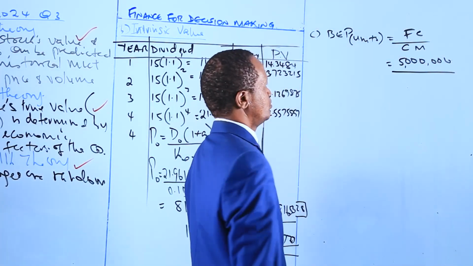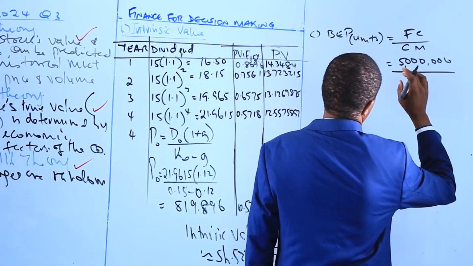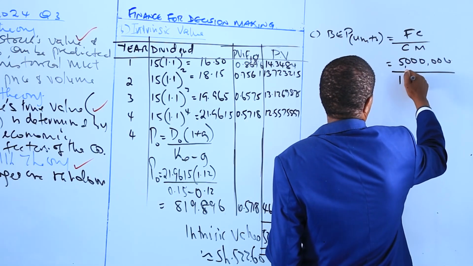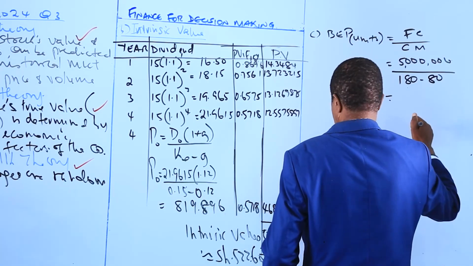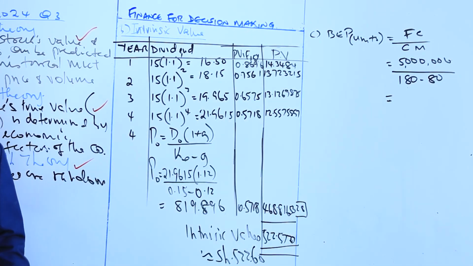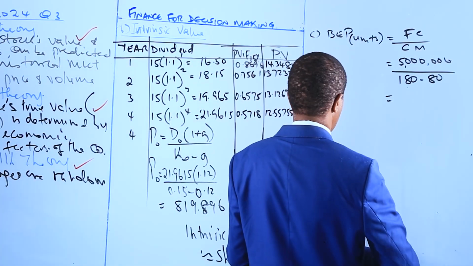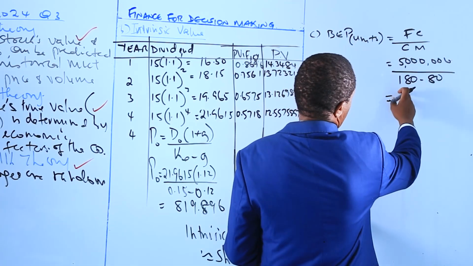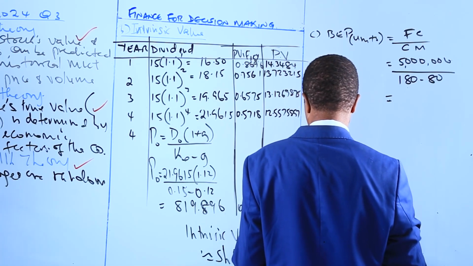What is the contribution margin? We know the contribution margin is equal to selling price minus variable cost. The selling price here is 180. The variable cost from the question is 80. So that will give us the break-even point in units. This will be equal to 5 million divided by 180 minus 80, which is just 100. This is equal to 50,000 units.